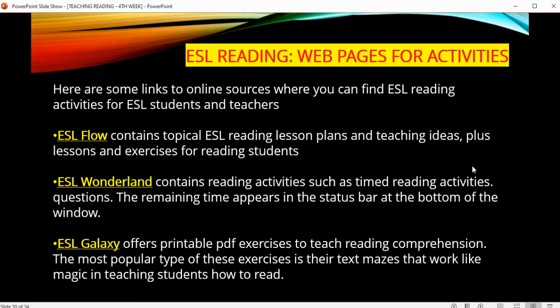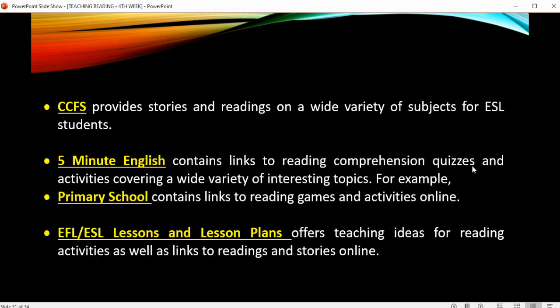The ESL Galaxy offers printable PDF exercises to achieve reading comprehension. And the most popular type of these exercises is the test mazes that work like magic in teaching students how to read. No? So here you have these web pages.